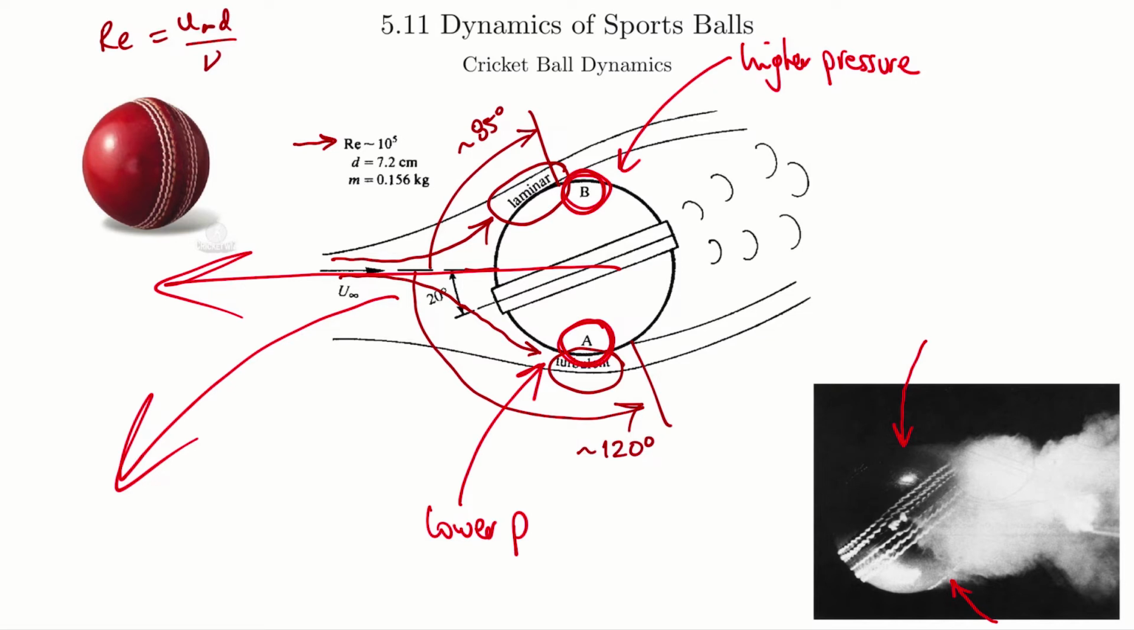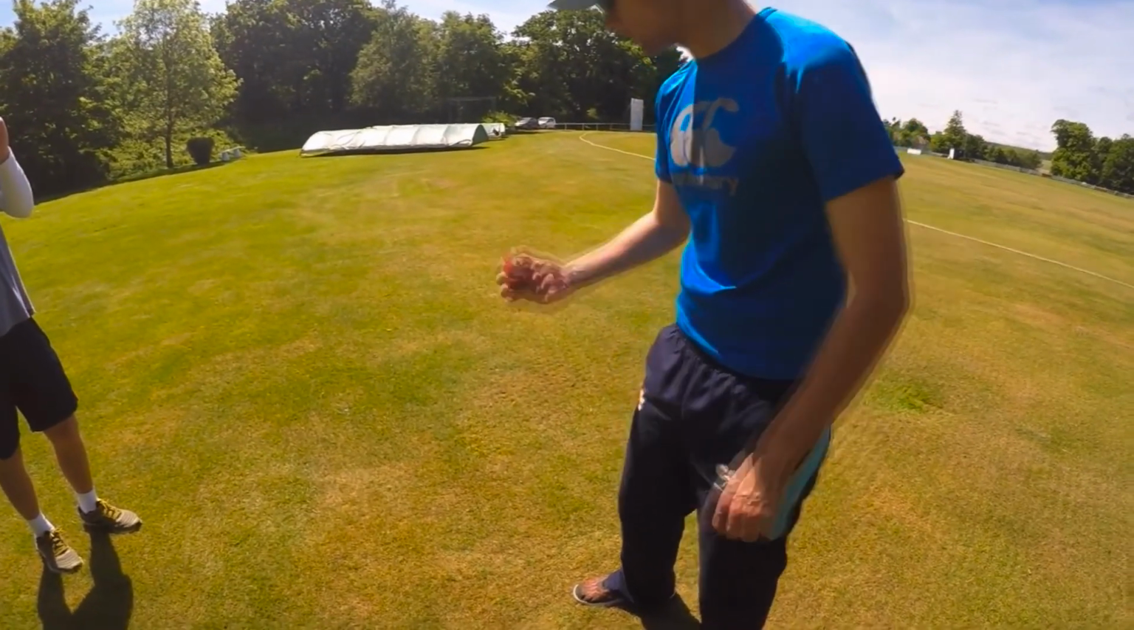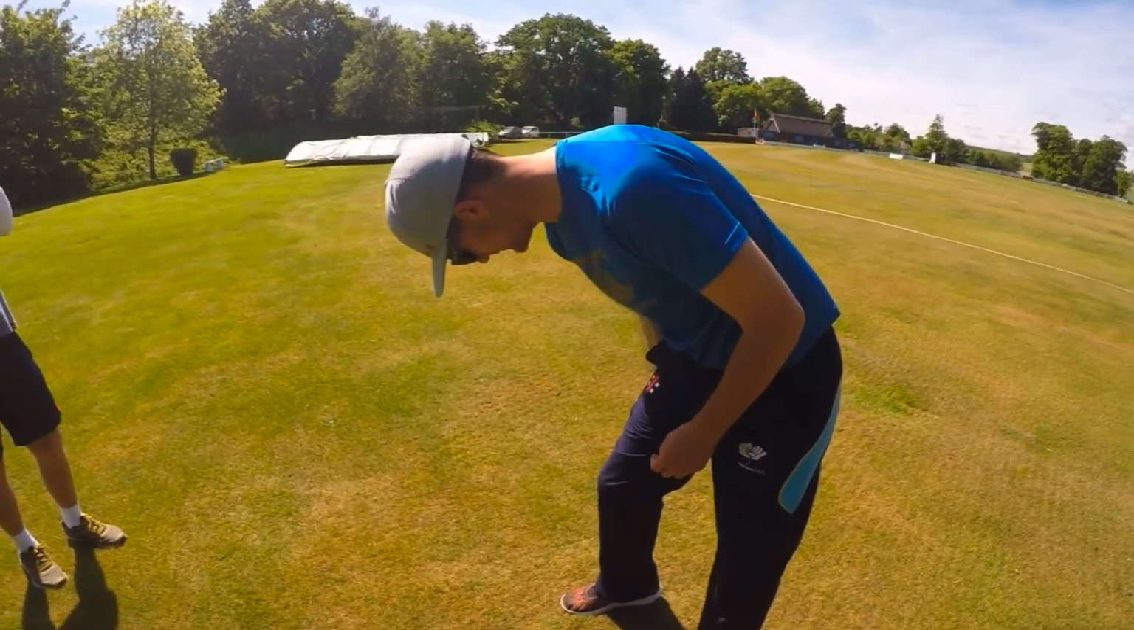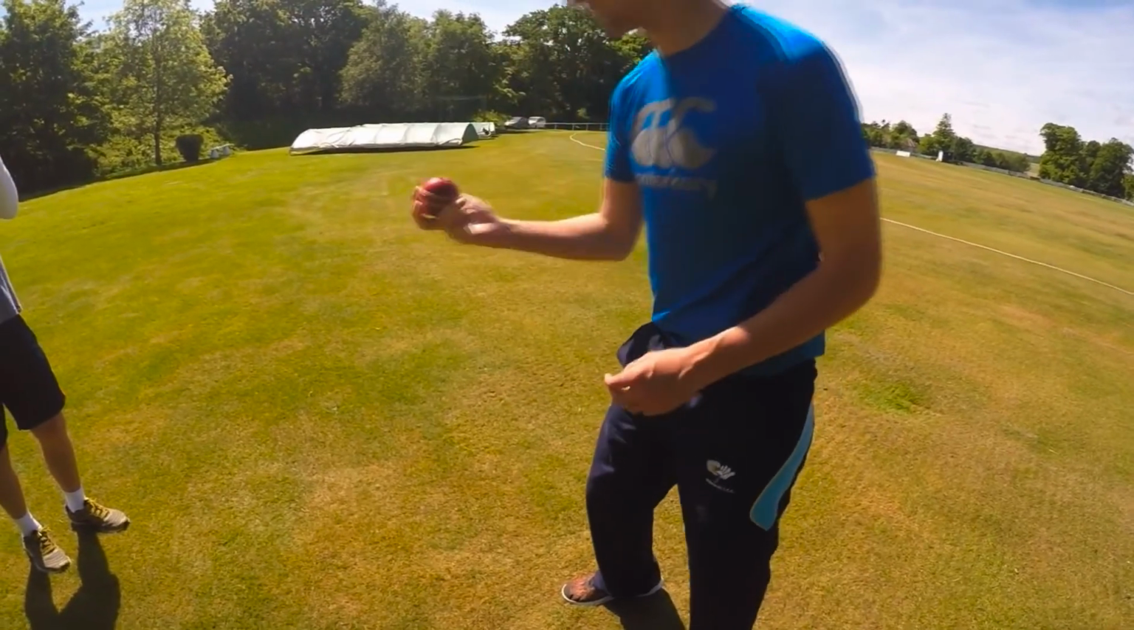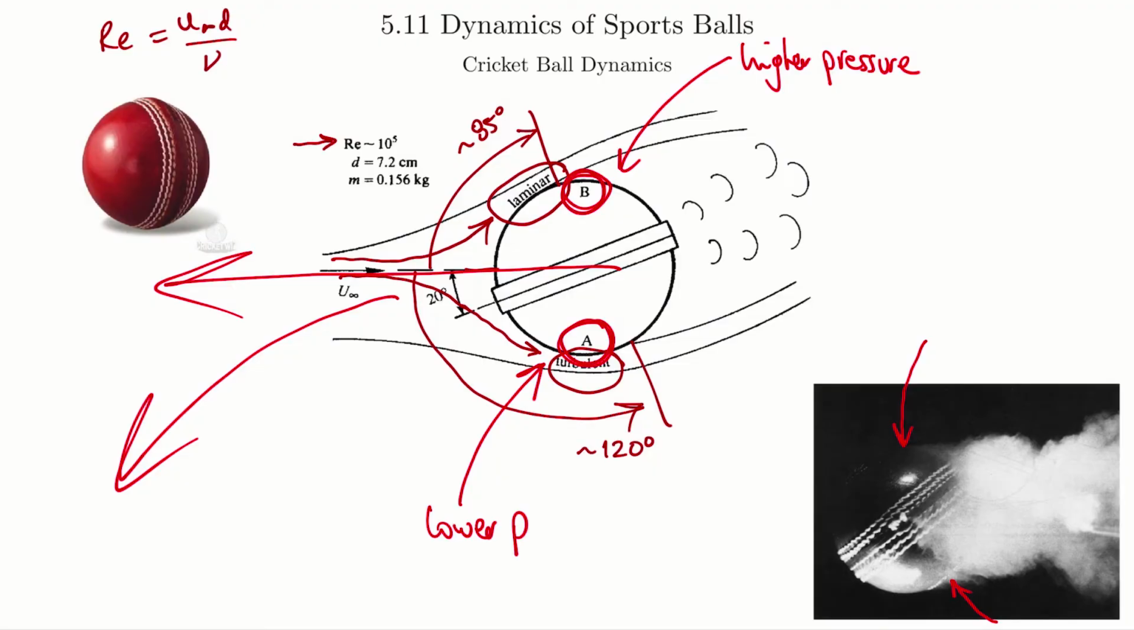And now you can also see why a shiny ball is able to swing more, because the rough surface of an old ball can also cause the boundary layer to become turbulent on both sides. And so that's why cricket bowlers actually spend a lot of time polishing the ball and making sure it's really shiny right before they bowl. And so there you go. That's how boundary layers can influence cricket ball dynamics. Let's look at the tennis ball next.